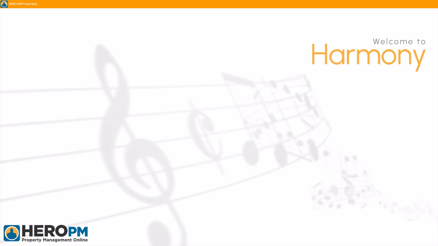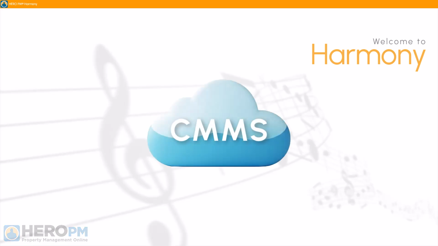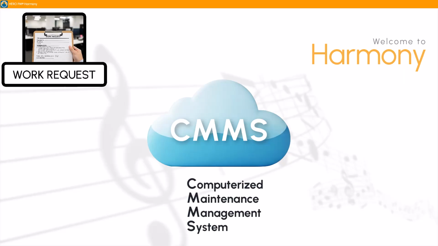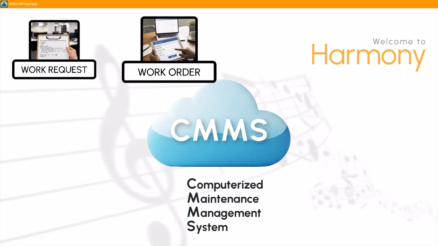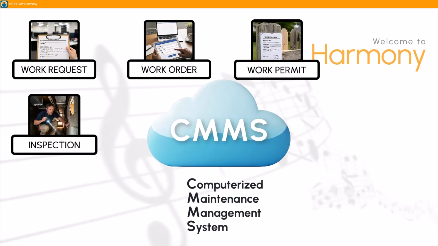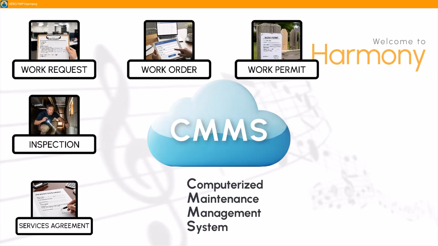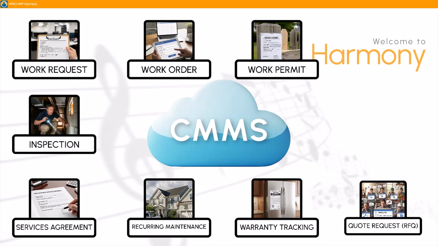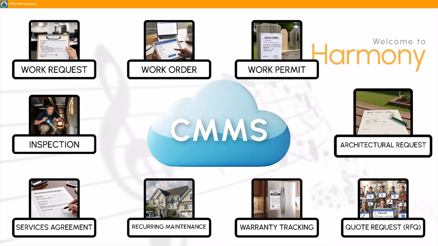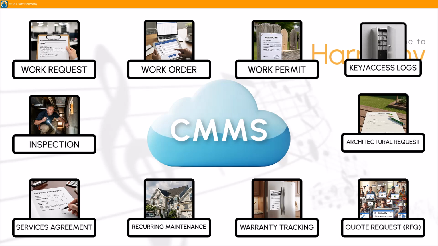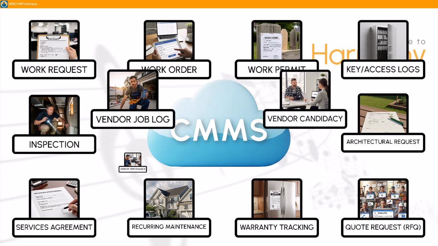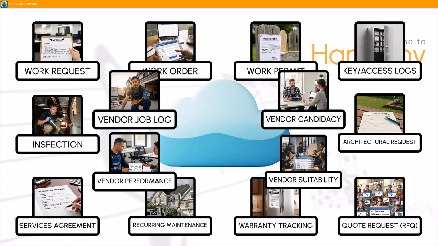The complete Harmony CMMS, or Computerized Maintenance Management System, includes a ton of components, like work requests, work orders, work permits, property inspections, services agreements, recurring maintenance, warranty tracking, quote requests or RFQs, architectural requests, key/access logs, vendor candidacy, vendor job logging, vendor performance, and vendor suitability.